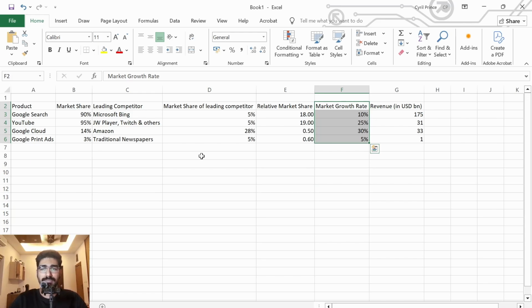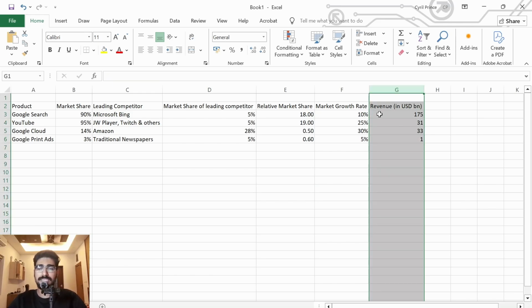That is a very simplified formula for market growth rate, but I would suggest you use a market growth rate which is verified by industry reports or some kind of market analysis that you have done on your side, so that you get an overall understanding of the industry that you are working in. And next, we need the revenue, so that we can estimate the size of each circle in the BCG growth share matrix.